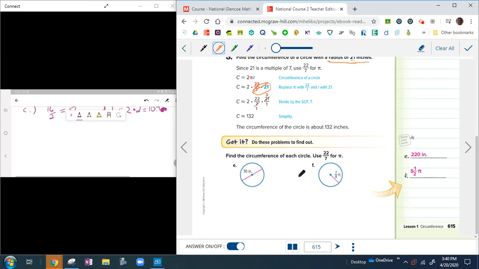Now I'm going to pause. You can pause and try these and then see the answers. See if you can get these answers that I accidentally left up. I will show the work over to the left.